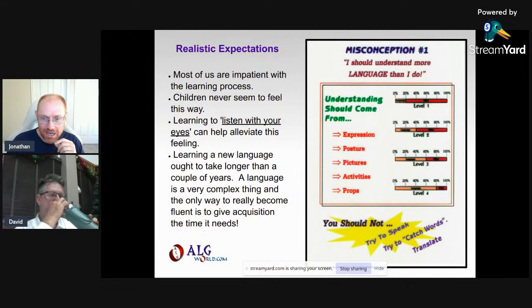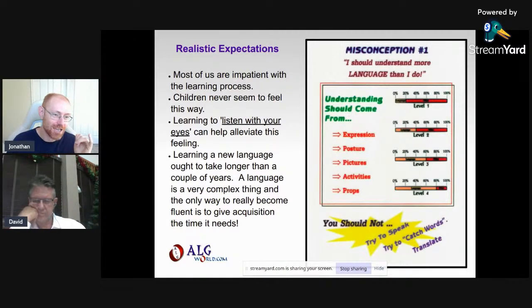So basically, the slide is telling us, don't be impatient. You're going to start out understanding almost entirely from what you see rather than what you're hearing, right? Yeah. And then I see this at the bottom. You should not try to speak and try not to catch words or translate. Both of these are big things for adults, right? Because adults are trying to intentionally learn the language.